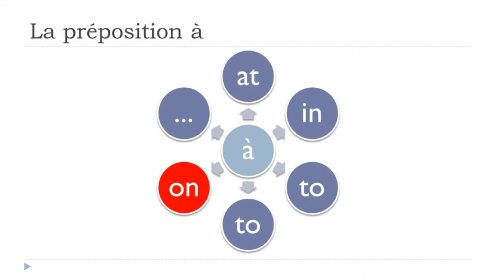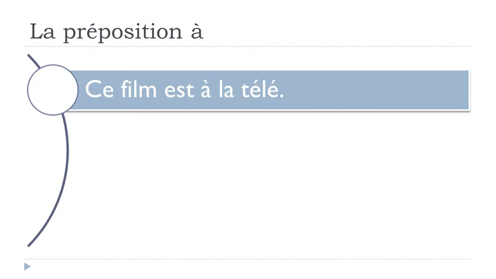Another possibility would be the concept of this on. Okay, so let's see a few examples here. Ce film, this movie, est à la télé. Okay, on TV, à la télé. We've got this à here and then la télé. So télé, of course, it's for télévision. But in most of the cases, we don't use in French this télévision, the full word. We just use this télé word. Ce film est à la télé.